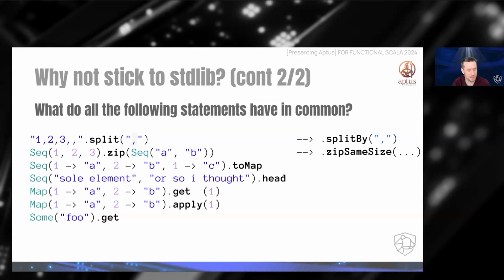I can't think of any use case, but I'd be really curious to know if anyone has a proper use case for that. So basically, I use zips the same size 100% of the time whenever I zip. And likewise with toMap, for which Aptus has a forceMap that will basically error out. And I'm talking about runtime errors here. Like, this is not nothing fancy.